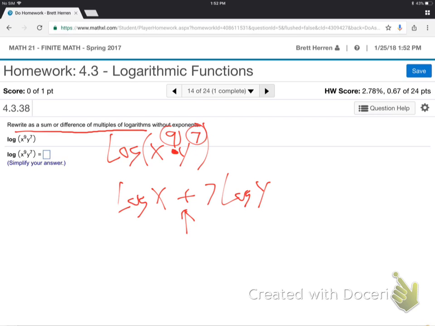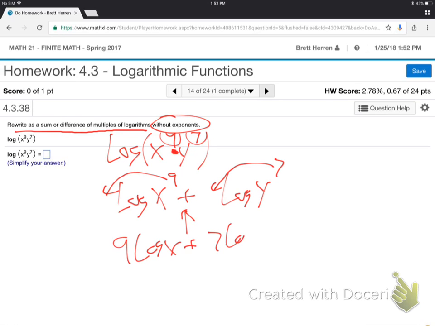Why wouldn't it be? You mean like the 9 up here still? Yeah, and the 7. Yeah, that's actually not wrong. They just want you to do one more step where they want the power to also come down. So both properties. Yeah, both properties. And they say it right here. Here's how they say it. They say without exponents, no powers. So they want those powers down in the front. Good. Other questions on that one?